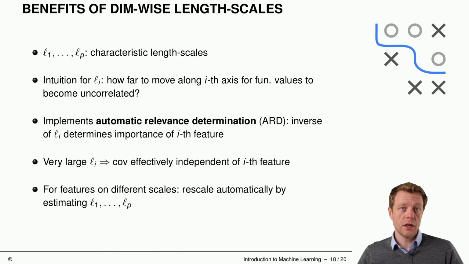Why is that? Because if we have a very large L, then the covariance effectively is independent of the ith feature, so this feature maybe isn't that important at all. Small changes in this feature don't really do anything to the output, because the length scale is so long. And we can also use this for some automatic rescaling if we estimate the length scales. This is possible. Of course, if we have a lot of length scales to estimate, this gets hard at some point computationally, but it's doable.